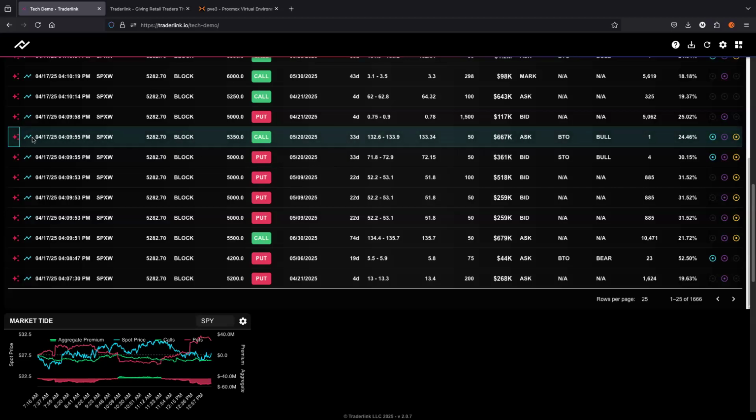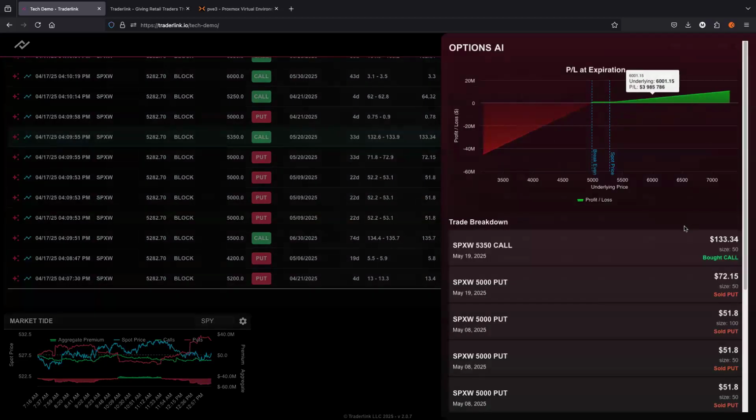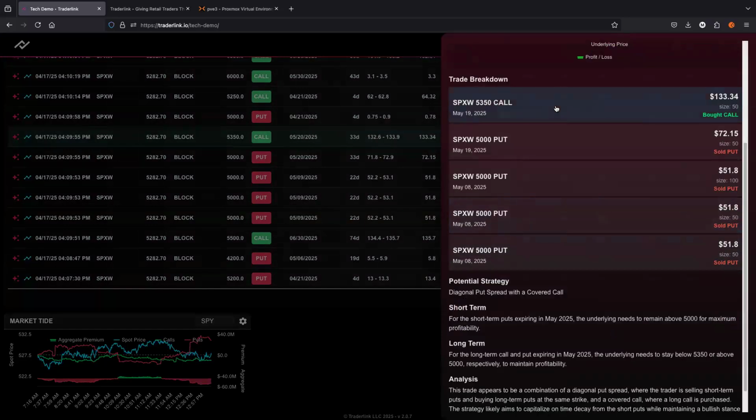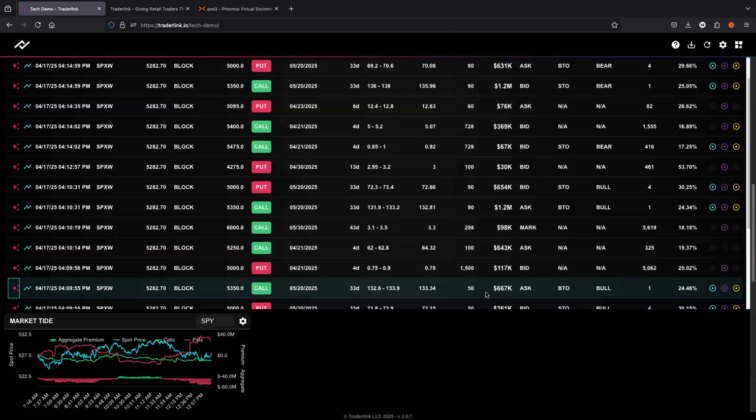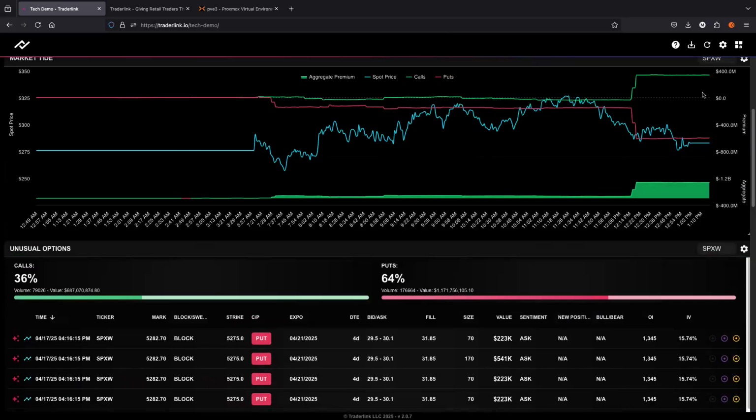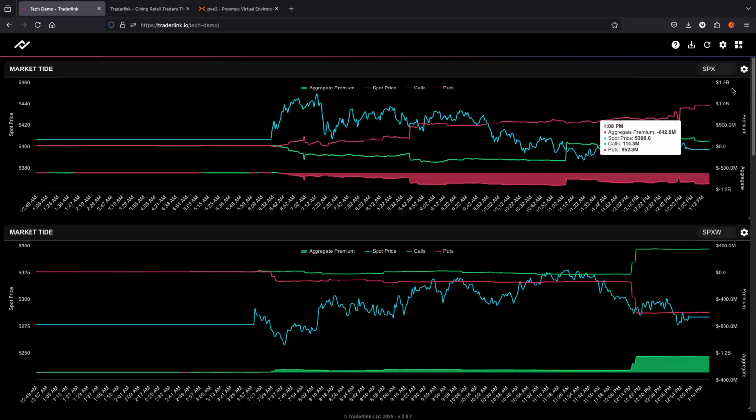This has 33 days till expiration. What's the rest of that? Yeah, May 19th, and then the puts were sold about a month or a couple weeks out, 3 weeks out, and then about a month out. So that's interesting. Being able to compute that and seeing these large orders come through on something like Market Tide, right? Today is not the best example.